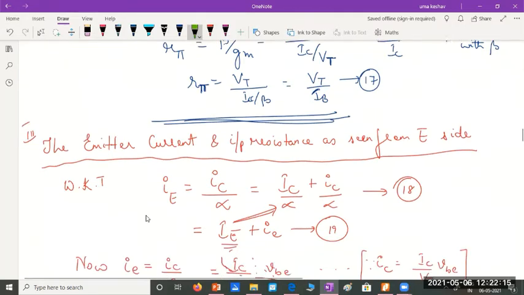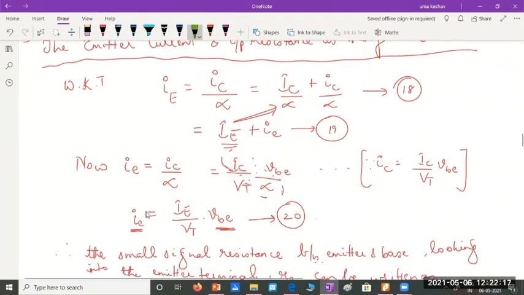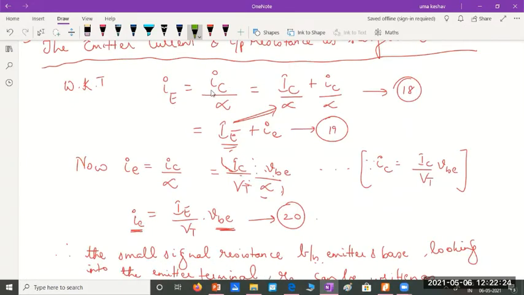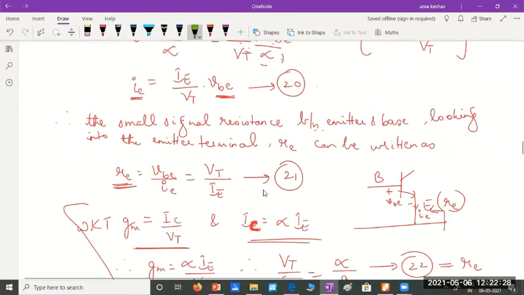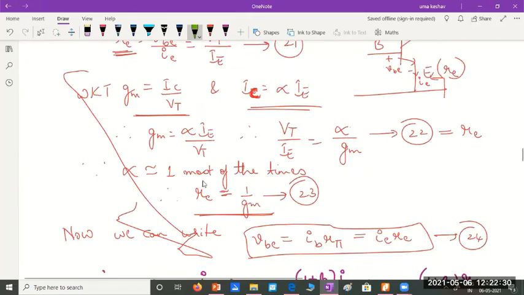The emitter current and the input resistance as seen from the emitter terminal, for which we related the emitter current to the collector current. IC is equal to alpha times IE. Therefore, using that, we could show that the resistance seen from the emitter junction is given as alpha by gm for the exact value, or approximately, since alpha is 1, I can write re as 1 by gm.